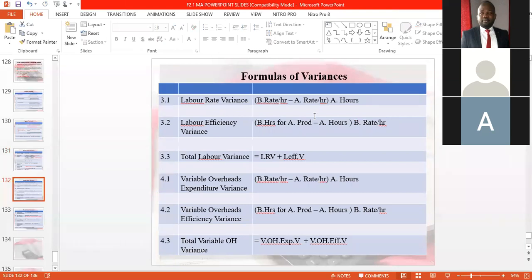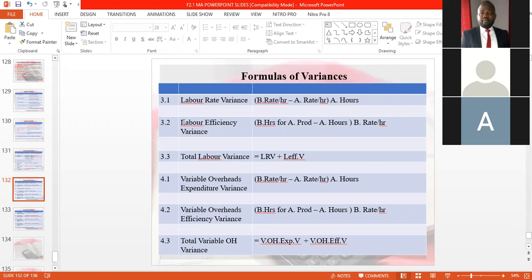Labor was the next type of variance. Under labor, there is labor rate variance and there is labor efficiency variance. Now, labor rate is the budgeted rate per hour minus actual rate per hour, times actual hours. I'm repeating, budgeted rate per hour minus actual rate per hour times actual hours.